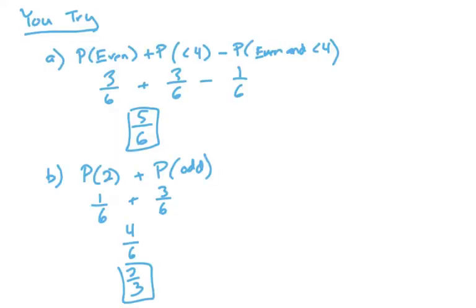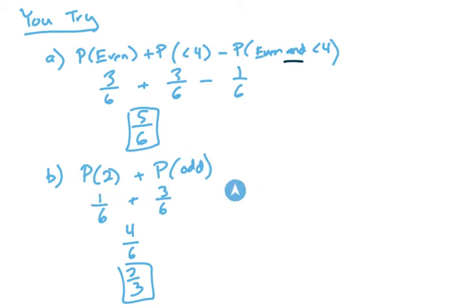All right, go ahead and check your answers. So A was overlapping events, so we did the probability that it's even, plus the probability that it's less than 4, minus the probability that it is even and less than 4. So 3/6 plus 3/6 minus 1/6, which is 5/6.